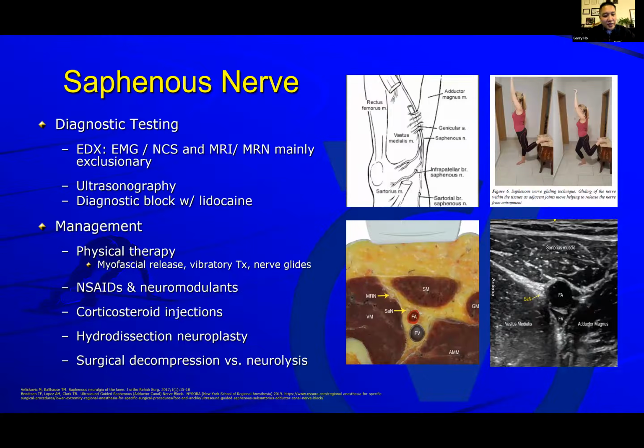You can treat these conservatively: nerve glides, myofascial release, injections, hydrodissection, and then surgery if needed. And this is what an injection might look like here. Again, you target it by looking just deep to the sartorius muscle, find that femoral vessel, and then find that plane and hydrodissect that tissue plane with all the nerves.